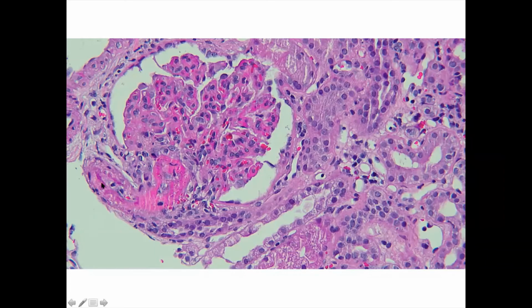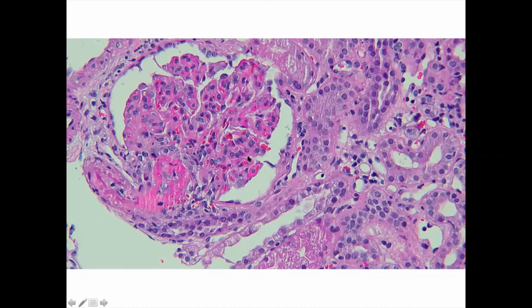What we have here is a hilar blood vessel. We have vasculopathy here. Basically, immune complexes are being deposited here. It's not really fibrin, because if it was fibrin we would have a breakdown. So this is vasculopathy rather than vasculitis.